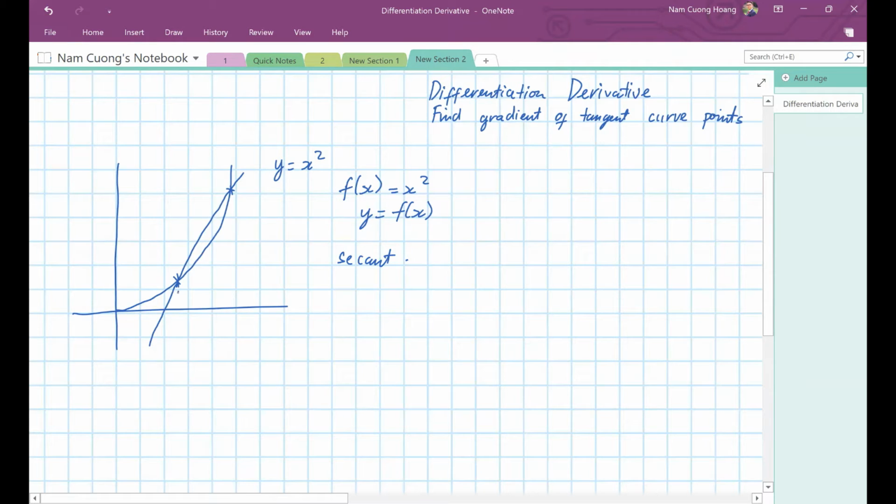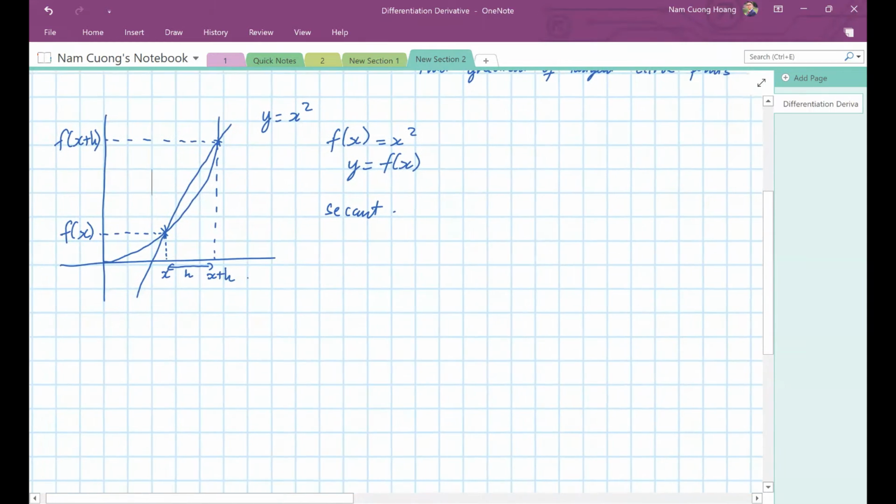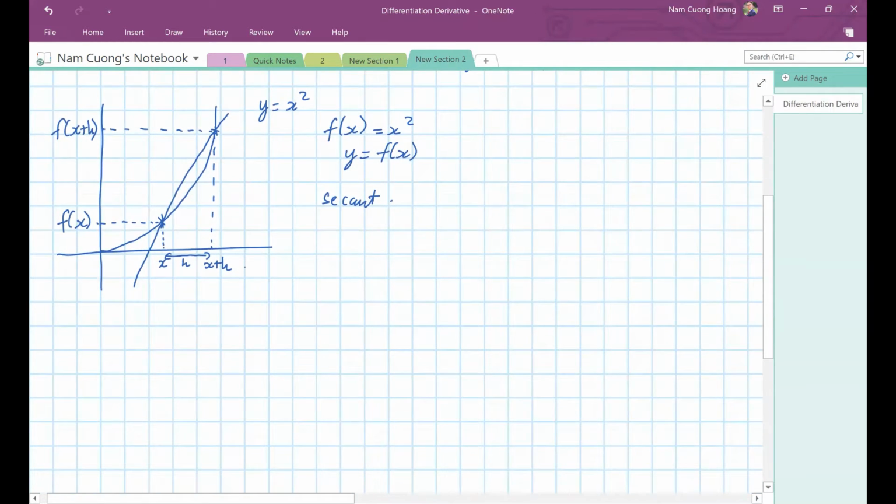All right. So this is x, and this is h distance away from x, and it will then be x plus h. Alright, so the y coordinate, as we put in a function, this will be f(x), and this will be f(x plus h). Okay, for y, this is f(x plus h). We'll need to focus on the topic of function. Alright. Okay, so now let's find the gradient of this.